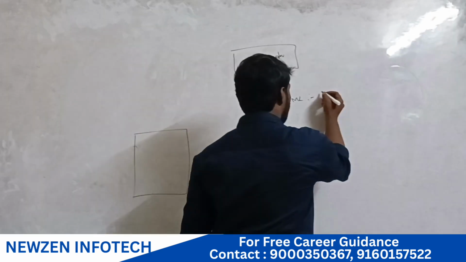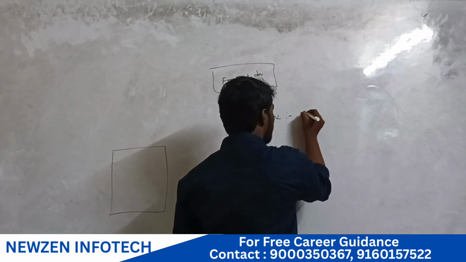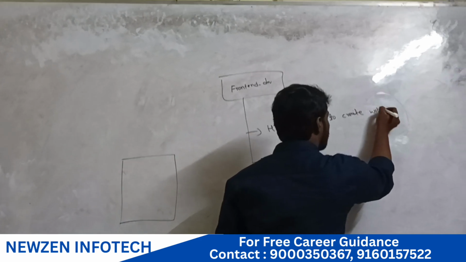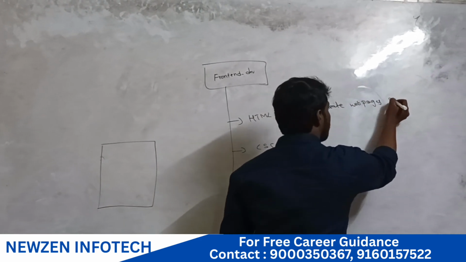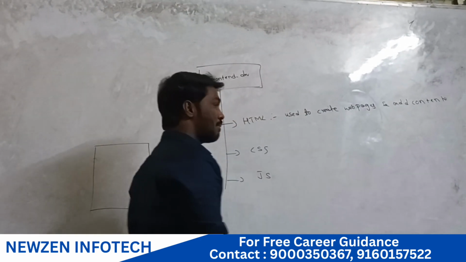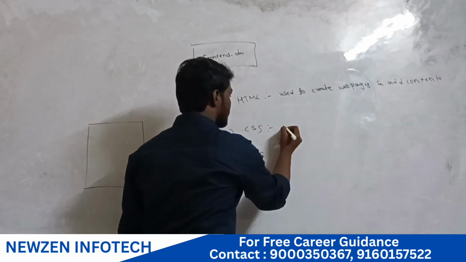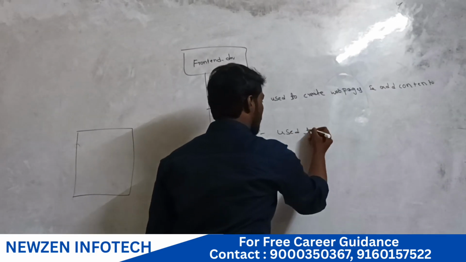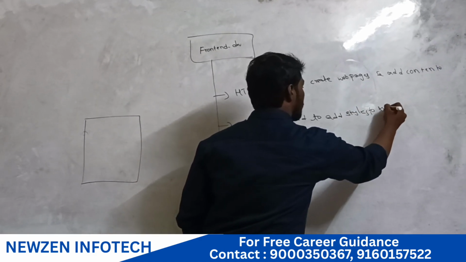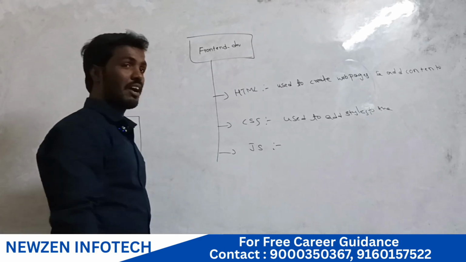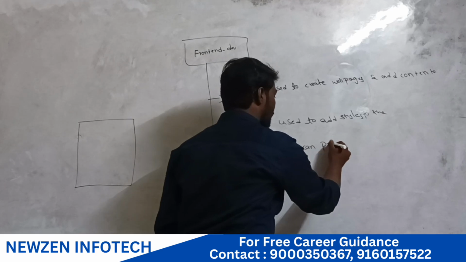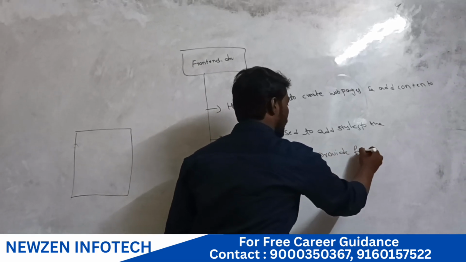Now tell me, why are we using HTML? HTML is used to create web pages and add content to the web pages. Then why are we using CSS? CSS is used to add styles to the web pages. Then why are we using JavaScript? By using JavaScript we can provide functionality.